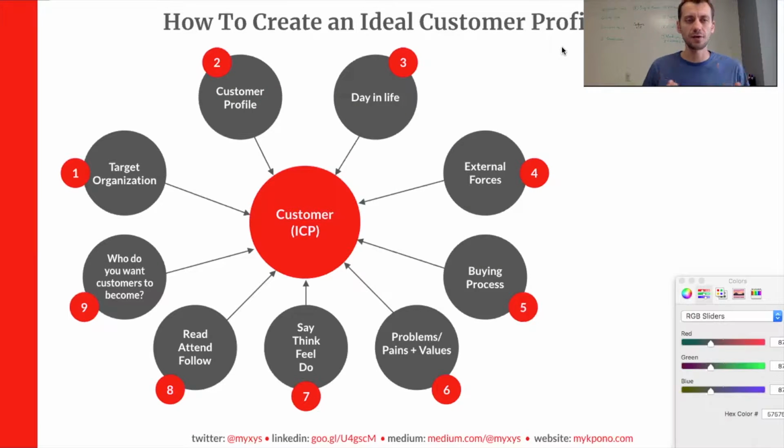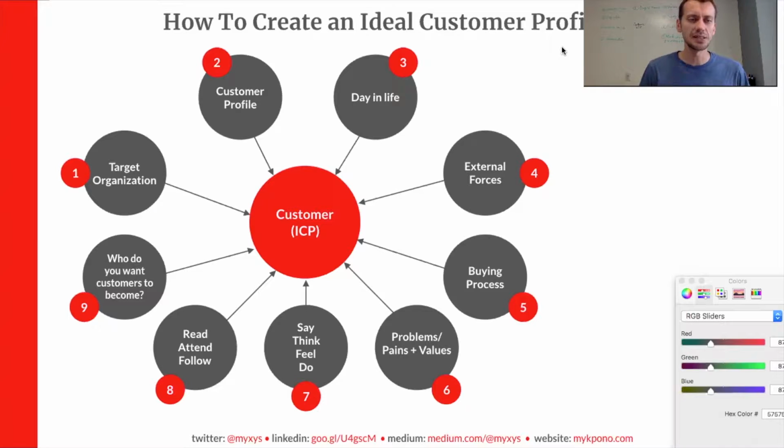Yesterday I conducted a webinar on how to create an ideal customer profile, and I outlined 9 different angles on how you can understand your ideal customer profile and how you build one. Today I want to very quickly recap the 9 steps and 9 different angles that you can analyze your ideal customer profile.